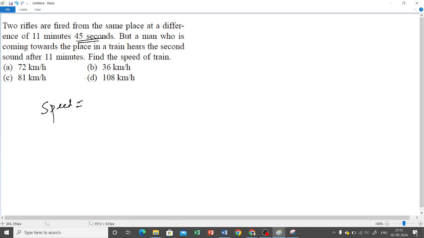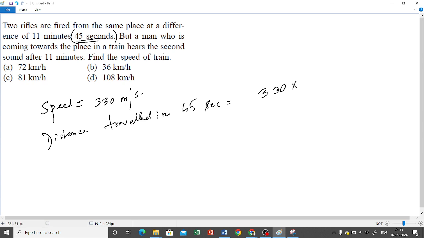So speed. Okay, so speed of sound is 330 meter per second. Now, how much distance did the sound travel in this 45 seconds? 330 into 45 meter. Okay. Now it is given that a man who is coming towards the place in a train hears the sound after 11 minutes.